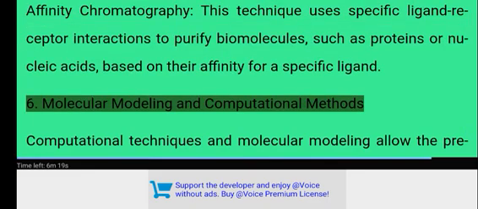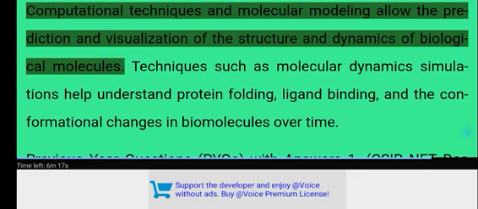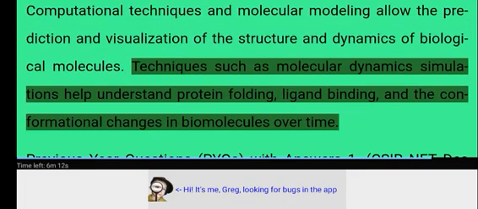6. Molecular modeling and computational methods. Computational techniques in molecular modeling allow the prediction and visualization of the structure and dynamics of biological molecules. Techniques such as molecular dynamics simulations help understand protein folding, ligand binding, and the conformational changes in biomolecules over time.